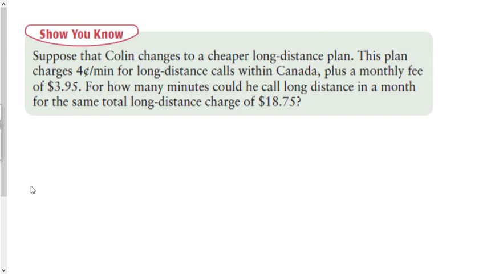And that brings us to our last exemplar of 8.2, contextual/story problems involving two-step algebraic equations. So the first one says that suppose that Colin changes to a cheaper long-distance plan. Back in the day, you used to have to actually pay for the number of minutes you would call. Nowadays, you just pay one fee. But this plan charges 4 cents a minute for long-distance calls within Canada, plus a monthly fee of $3.95.